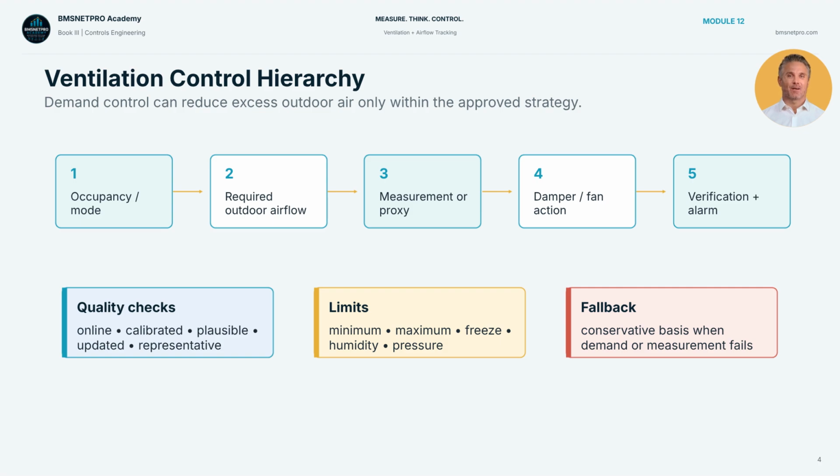The hierarchy starts with occupancy state and operating mode. Then the sequence determines the required outdoor airflow from the approved design. Next, the system needs measurement or an approved proxy. The damper and fan actions then try to deliver the requirement. Finally, verification and alarms confirm whether the system is operating as intended. Demand control belongs inside this hierarchy. It can reduce excess outdoor air only when the input data are valid, and the minimum approved requirement remains protected.